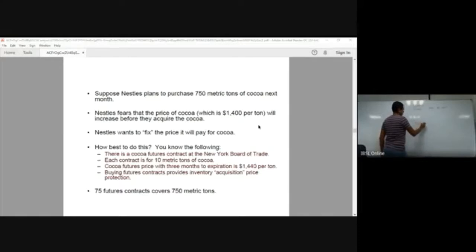They have to go long. They go long futures because if they go long and the price goes up, they will benefit. Each contract is 10 metric tons. That means they need 75 contracts, each 10 metric tons, at $1,440. So they're going long.